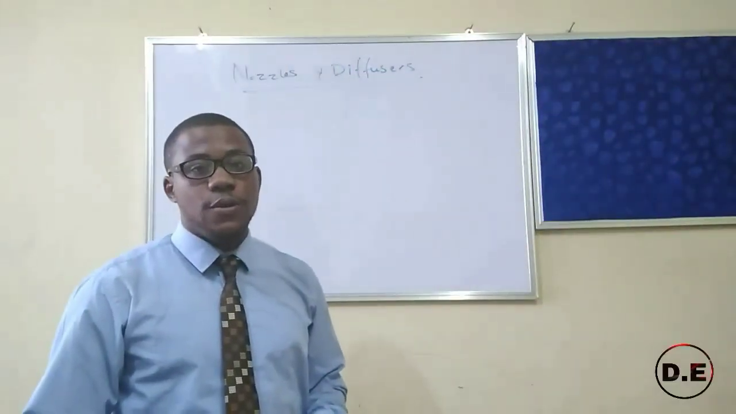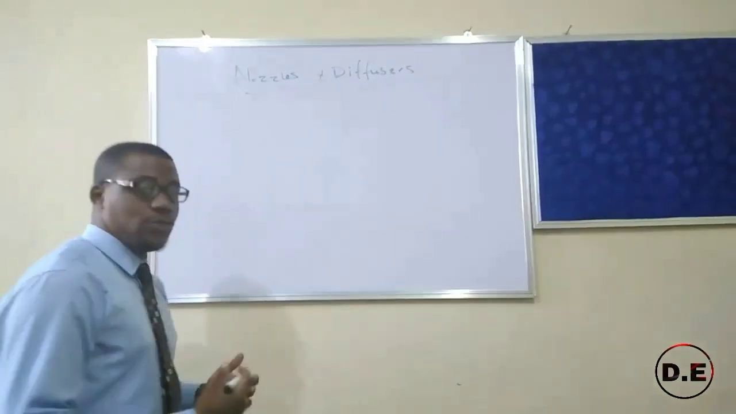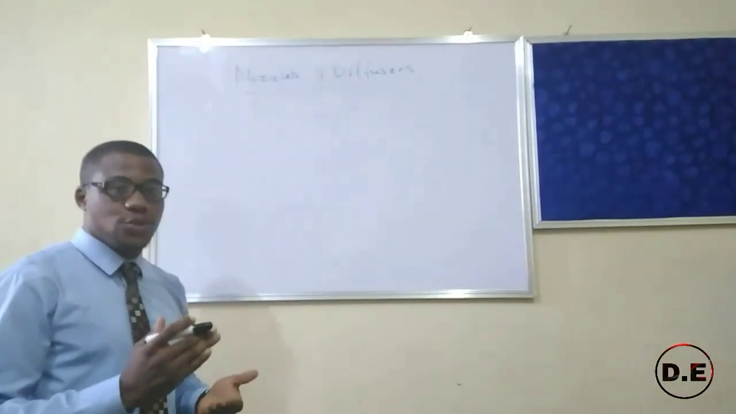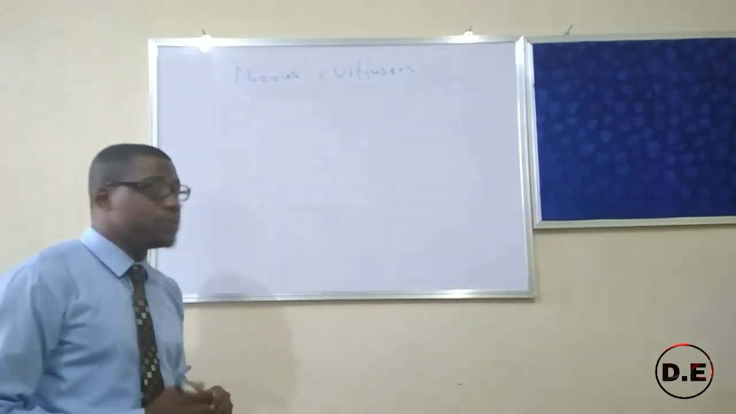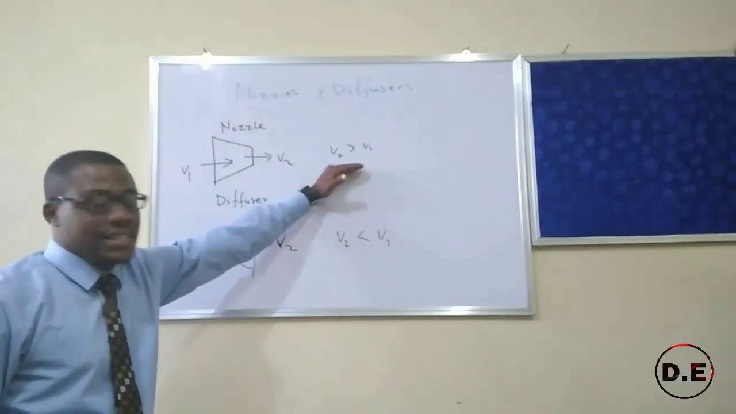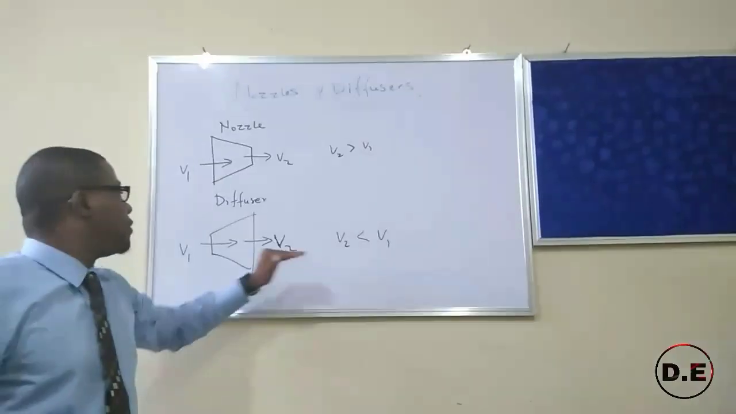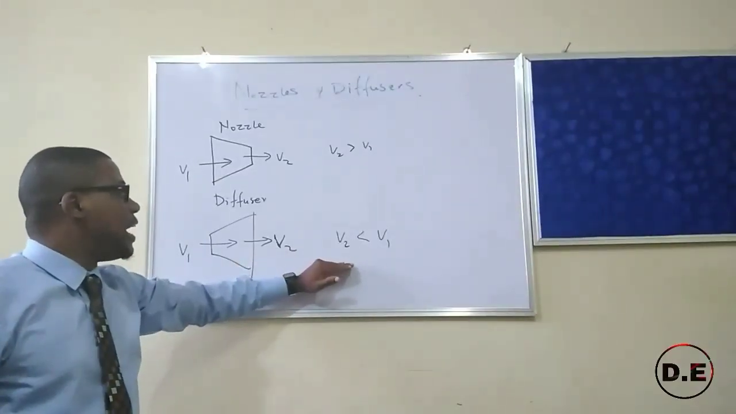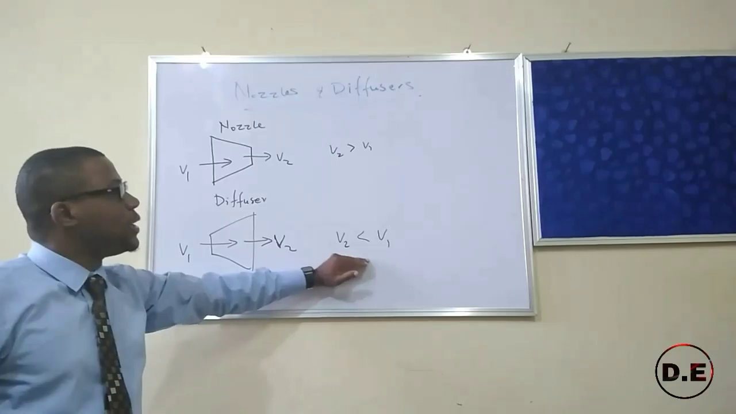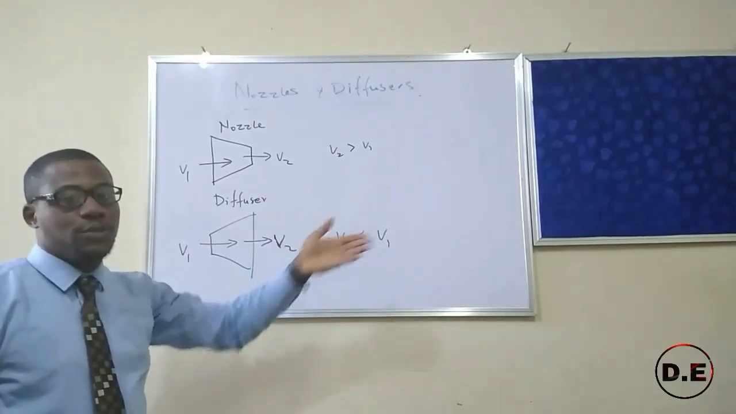A nozzle increases the velocity of the fluid at the expense of pressure, while a diffuser is one that increases the pressure by slowing the fluid down. So let's look at both. You can see that the velocity at the outlet is higher than the velocity at the inlet for nozzles, at the expense of pressure. While for diffusers, the velocity at the outlet is lower than the velocity at the inlet for increased pressure.